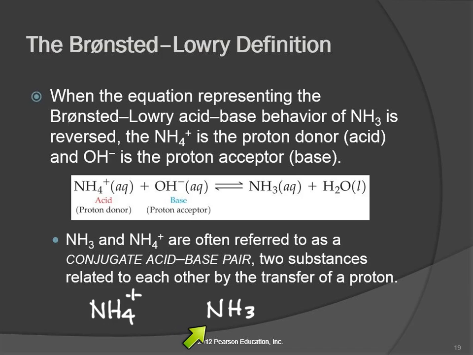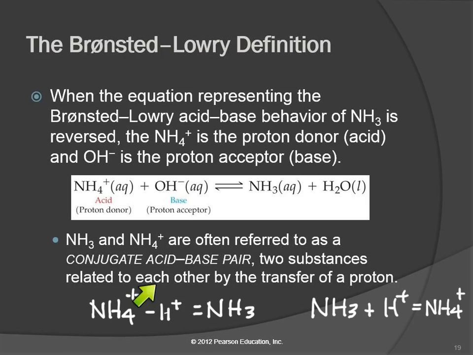They both have a nitrogen. This one has 3 hydrogens. This one has 4 hydrogens. If I take a hydrogen ion off of that, minus an H+, that's going to give me this, right? Or I could think of it this way, NH3, and if I add an H+ to that, now I've got 4 hydrogens and I've got a positive charge. The difference between ammonium and ammonia is a hydrogen ion. So those two things are a conjugate acid-base pair.